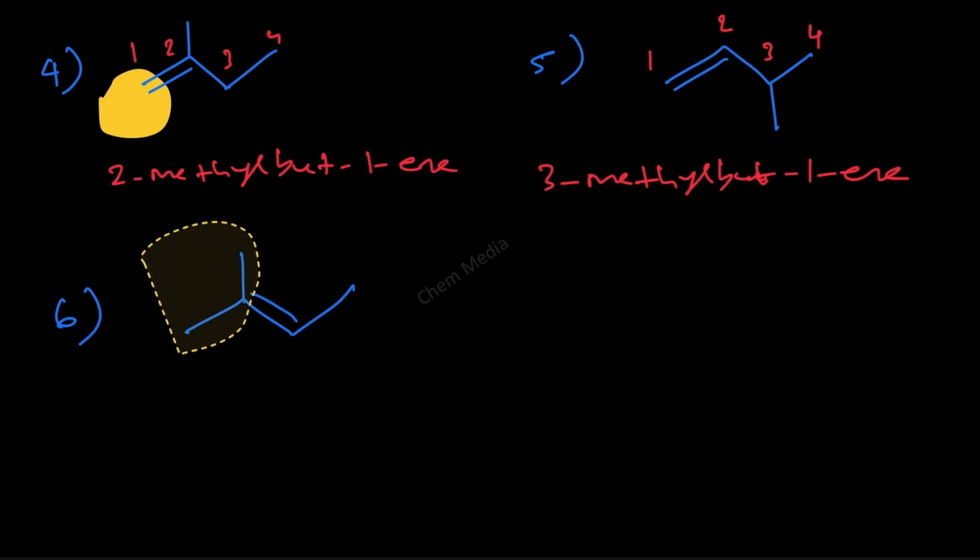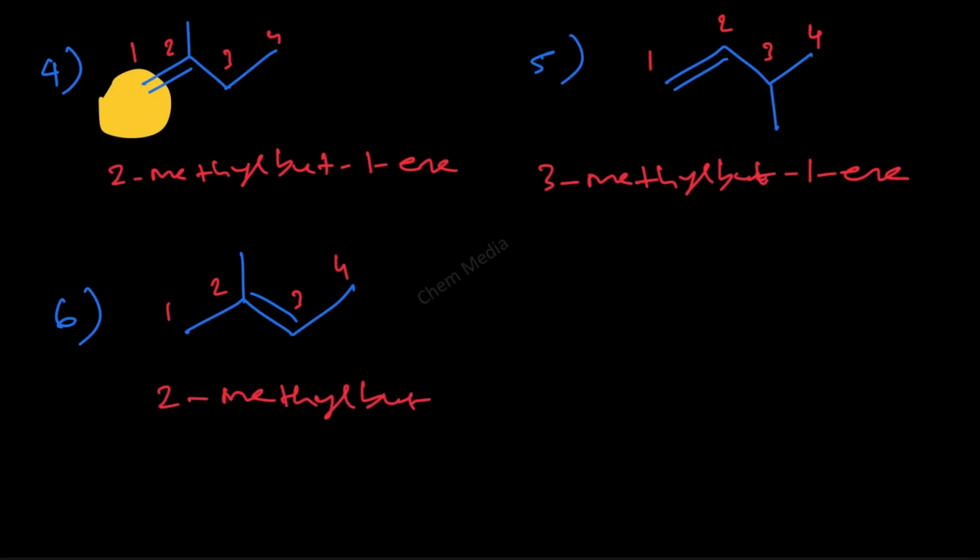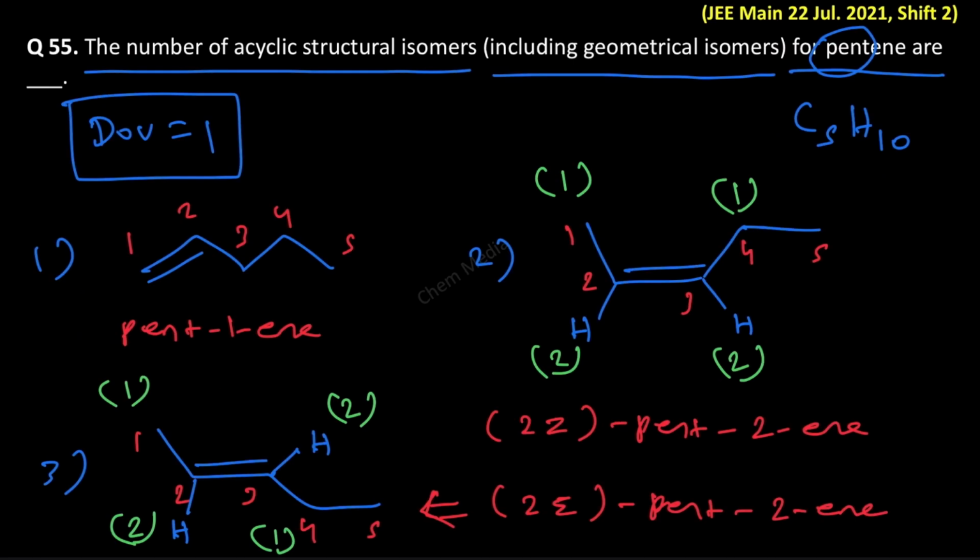For this one also, once again, geometrical isomerism is not possible because on the same side of the double bond we have 2 methyl groups. So therefore, geometrical isomerism is not possible. Therefore, the IUPAC name for this molecule is 2-methylbut-2-ene, which means that in total 6 isomers are possible. Therefore, the correct answer is 6 for this question.